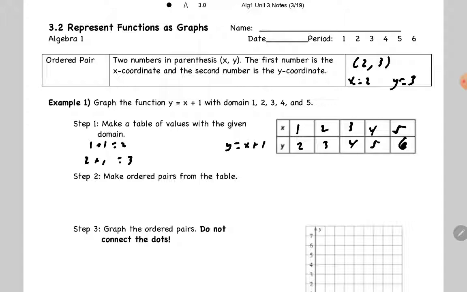Okay, and now we're going to make ordered pairs. So 1 goes to 2, 2 goes to 3, 3 goes to 4, 4 comma 5, and 5 comma 6.